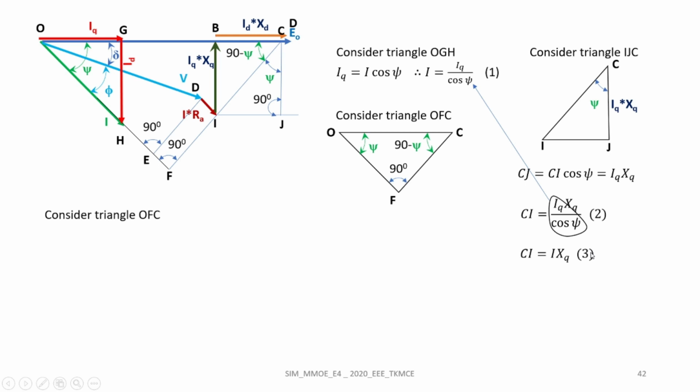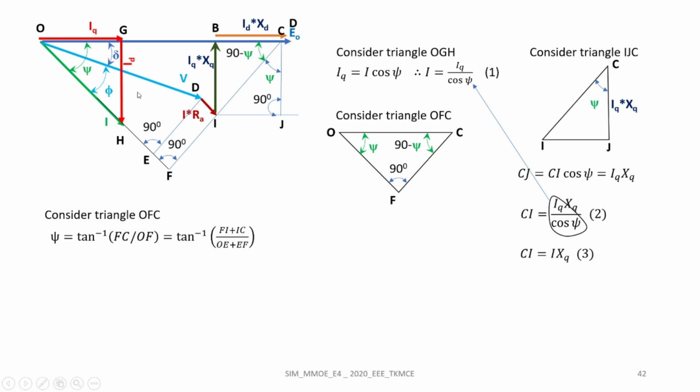Now let's consider this big triangle again, that is triangle OFC. From this right angle triangle, angle psi is equal to tan inverse of opposite side by adjacent side, that is tan inverse FC by OF, where FC is equal to FI plus IC and OF is equal to OE plus EF.